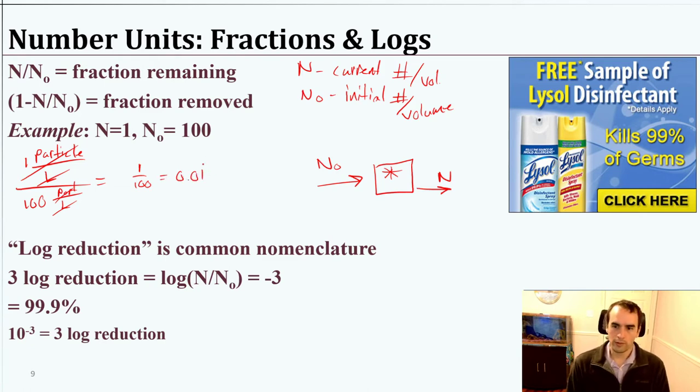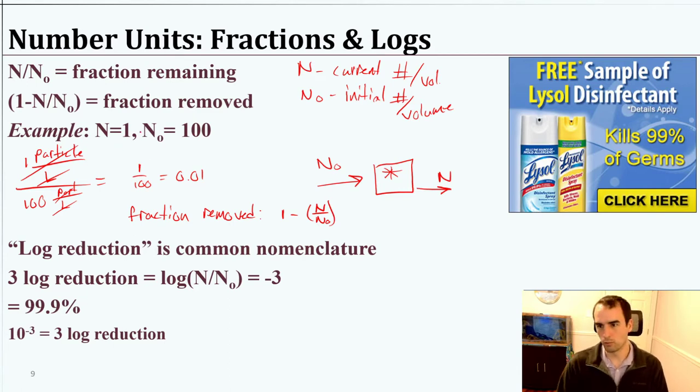We can also rearrange this if we decide that instead of the fraction remaining, we want the fraction removed. So if 1 is remaining, that means 99 was removed, right? So the way to express that would be 1 minus N over N naught. The amount removed would be 100 minus the 1, which gives us the 99 that were removed. So that should be intuitive, but I wanted to write it out clearly for you because you're going to have to switch through these sometimes.